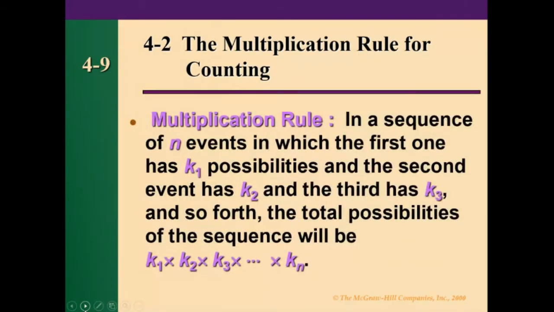So the multiplication rule: in a sequence of n events in which the first one has k sub 1 possibilities and the second event has k sub 2 and the third has k sub 3 and so forth, the total possibilities of the sequence will be k sub 1 times k sub 2 times k sub 3 times dot dot dot up to k sub n. So what's the meaning of that?